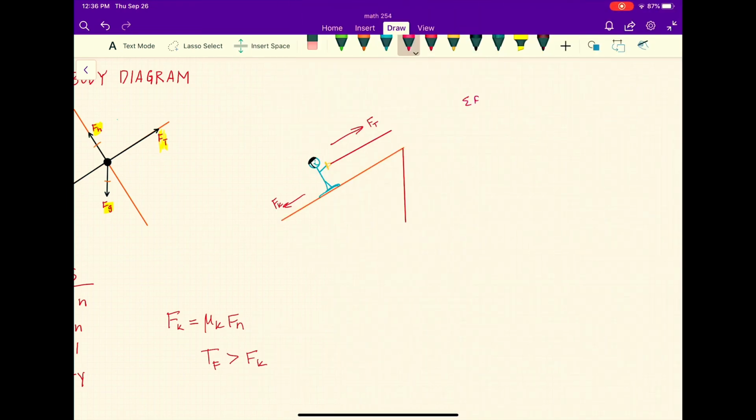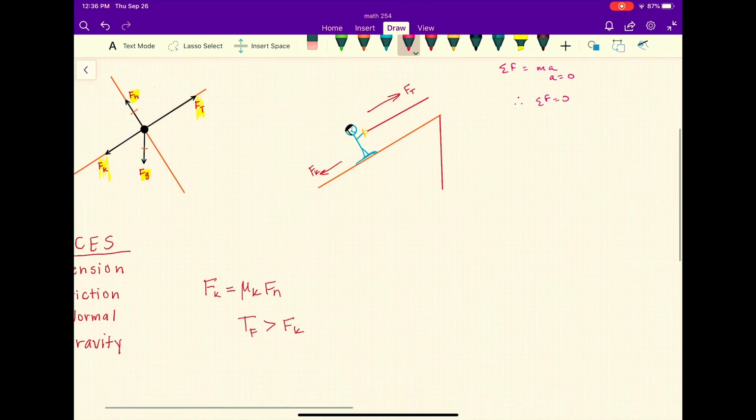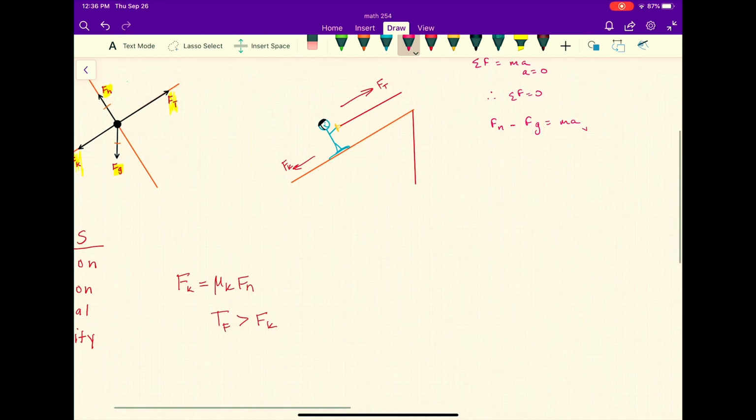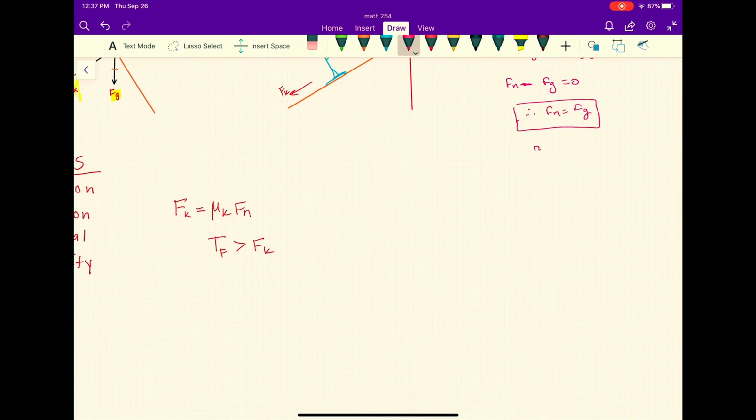Alright, so the net force is equal to ma, which is mass times acceleration. Since he's moving at a constant speed, the acceleration is equal to 0. Therefore, the net force is also equal to 0. Now, force due to normal minus force due to gravity is equal to ma. And again, since acceleration is 0, force due to normal minus force due to gravity is equal to 0. Therefore, force due to normal is equal to force due to gravity. Since these two forces are equal, the magnitude of normal is also equal to the magnitude of gravity.